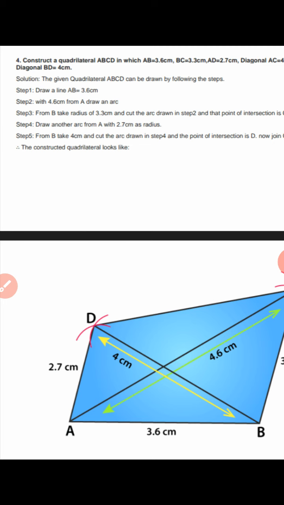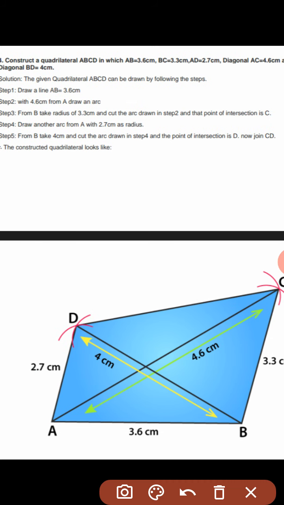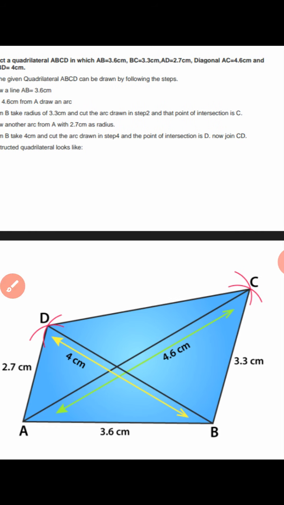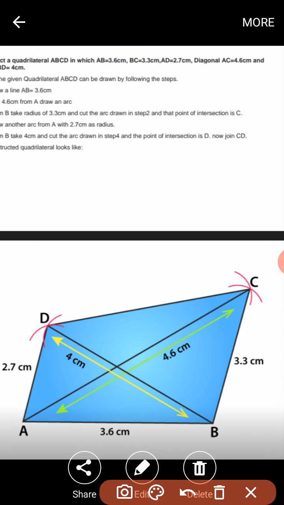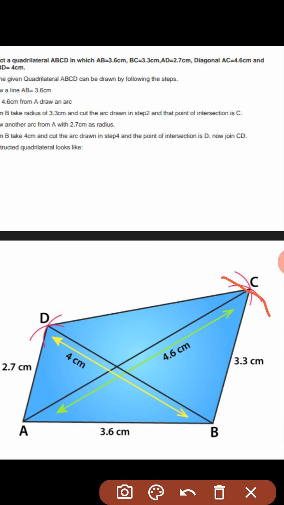So step number 1, draw a line AB equals 3.6 centimeter. First of all we will draw this line AB, 3.6 centimeter. Then step 2, with 4.6 centimeter from A, draw an arc. So here we have to draw another arc of 4.6 centimeter. Taking A as center, we have to cut an arc here as 4.6 centimeter.